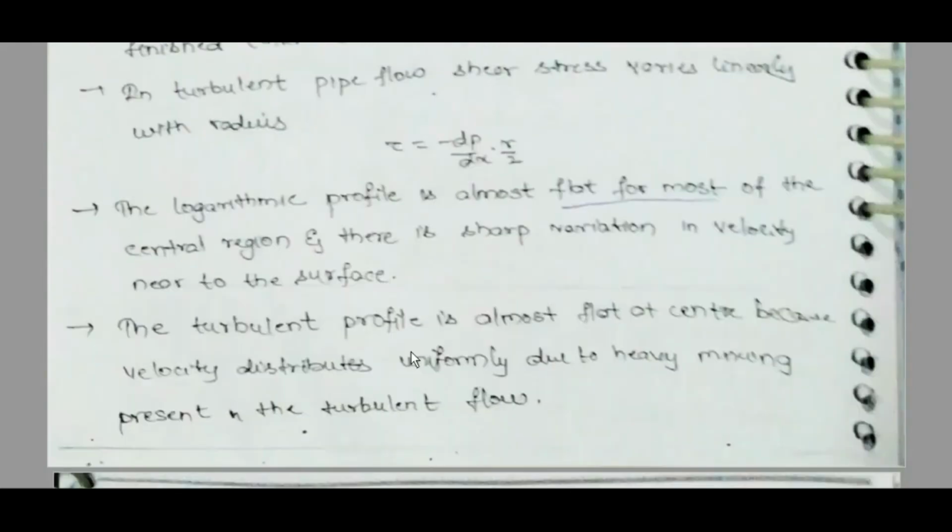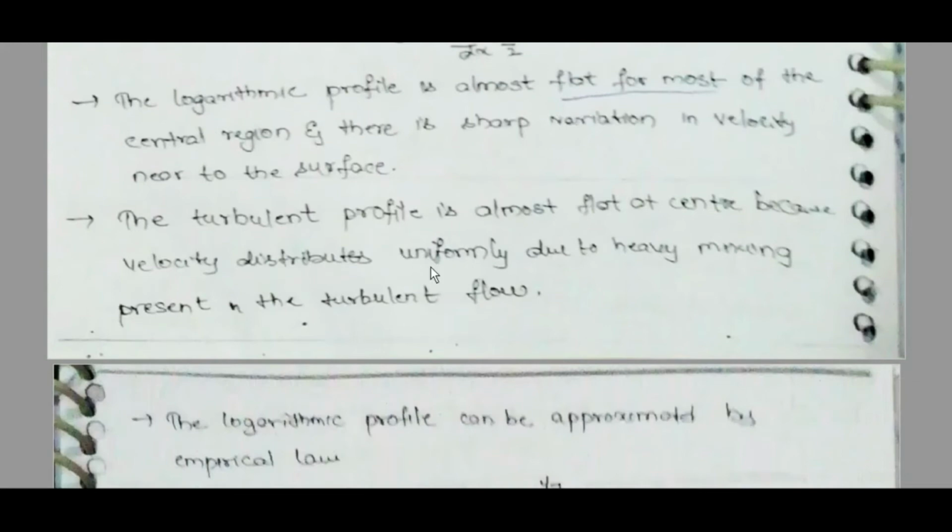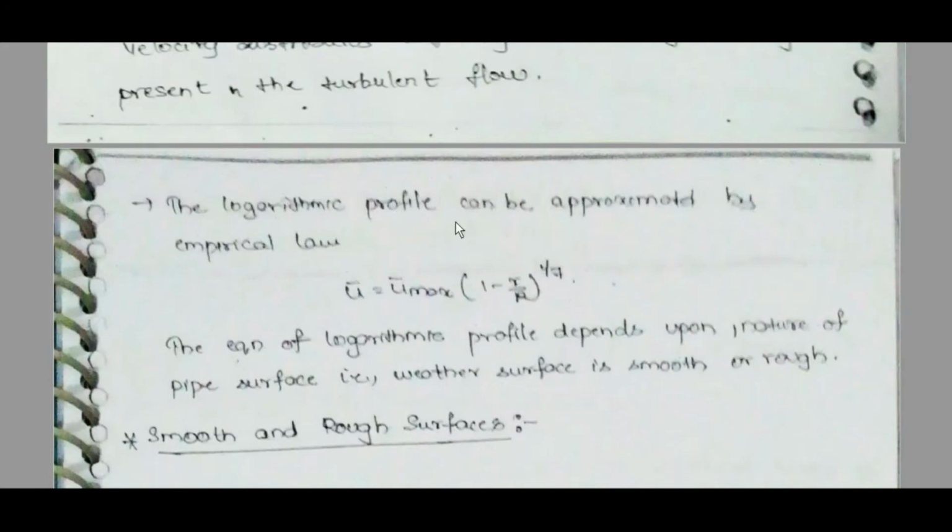In turbulent pipe flow, shear stress varies linearly with radius. Tau is equal to minus dp by dx into r by 2. The logarithmic profile is almost flat for most of the central region, and there is sharp variation in velocity near the surface. The turbulent profile is almost flat at the center because velocity distributes uniformly due to heavy mixing present in turbulent flow. The logarithmic profile can be approximated by an empirical law.